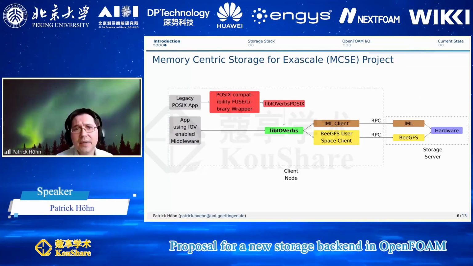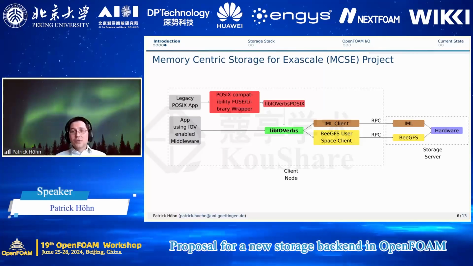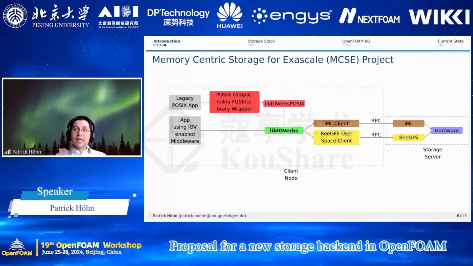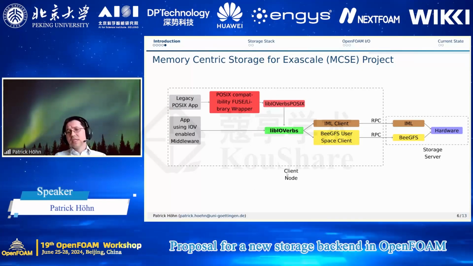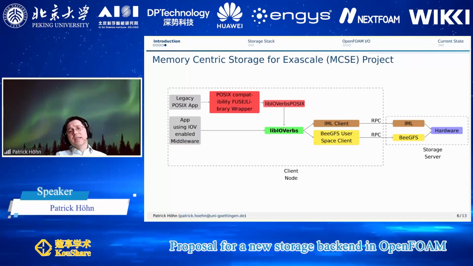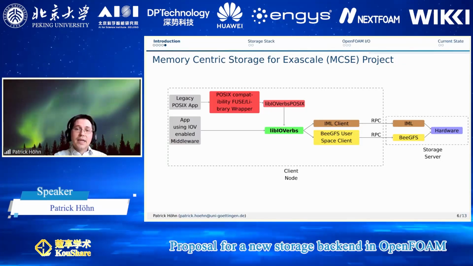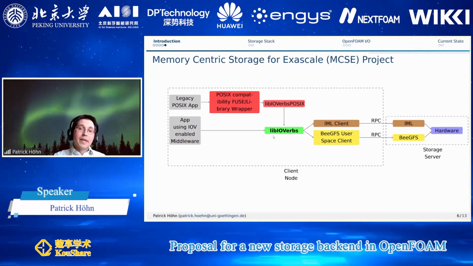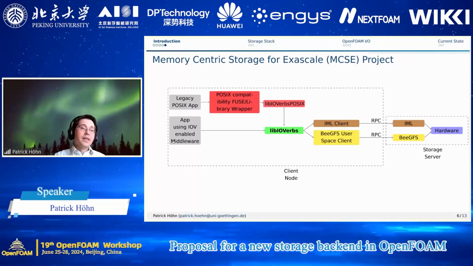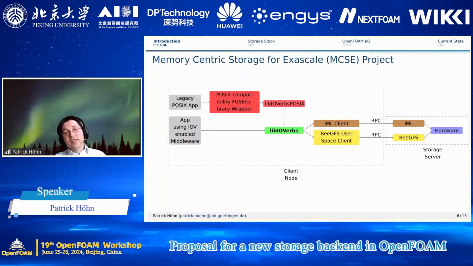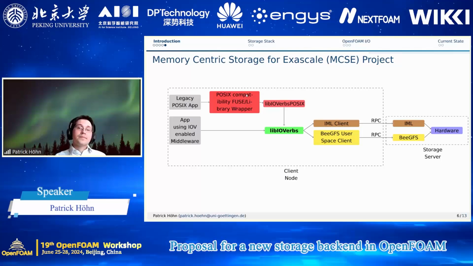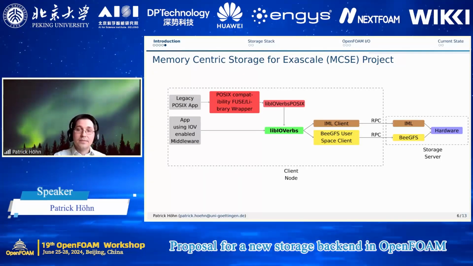Now in the MCSE, memory-centric storage for exascale project, we have two example file systems, BeeGFS and IML by Fraunhofer, which is developed as part of the project. And we use their user space clients and wrap everything in something which should replace the POSIX API in the libio verbs. And we can connect it either directly via that library if the application code is modified, or any legacy app via either a preload library or a fuse layer, so just as a file system.